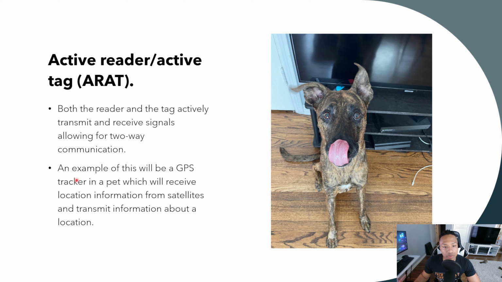So what is active reader, active tag? Here's a picture of my boy Cosmo. It's my dog. What happens with active reader, active tag? Both the reader and the tag actively transmit and receive signals. This allows for two-way communication.